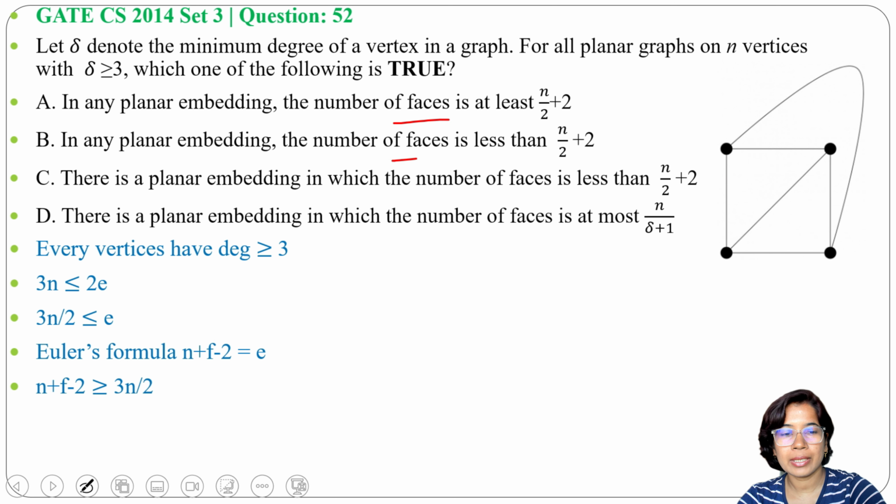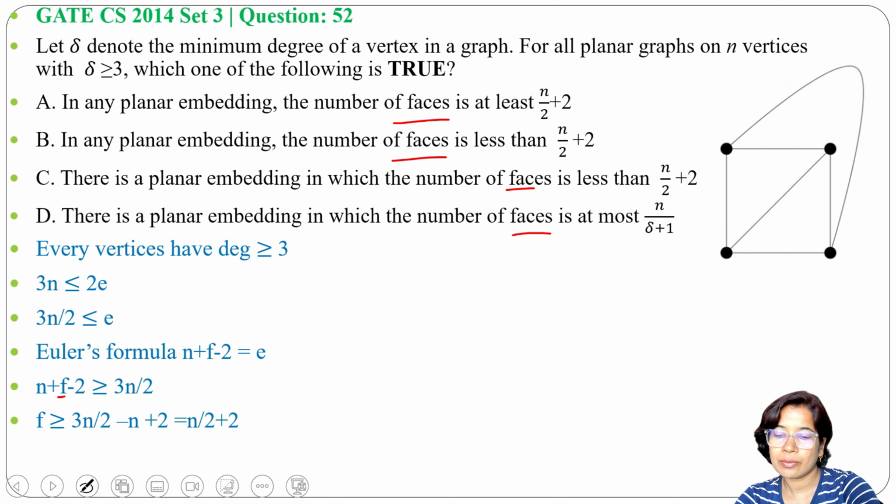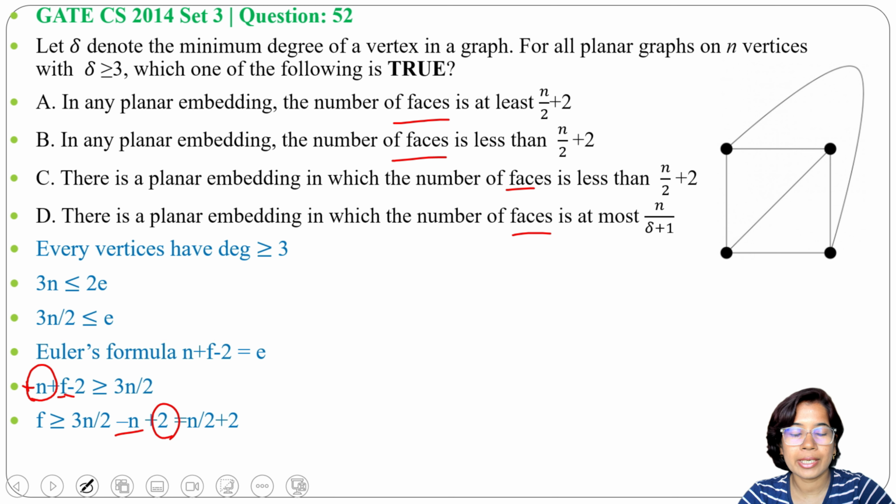And in all options, it's asking about faces. So we'll take f on one side and the rest on the other side, and we'll try to find the value of faces. So f should be greater than or equal to 3n divided by 2 minus n plus 2. This n was positive on the left side, so when it goes to the right side, it will be minus, and minus 2 will be plus 2. So 3n divided by 2 minus n is n divided by 2, and plus 2. Now check in which option it's present. It's present in option A. So the answer will be: in any planar embedding, the number of faces is at least n by 2 plus 2.